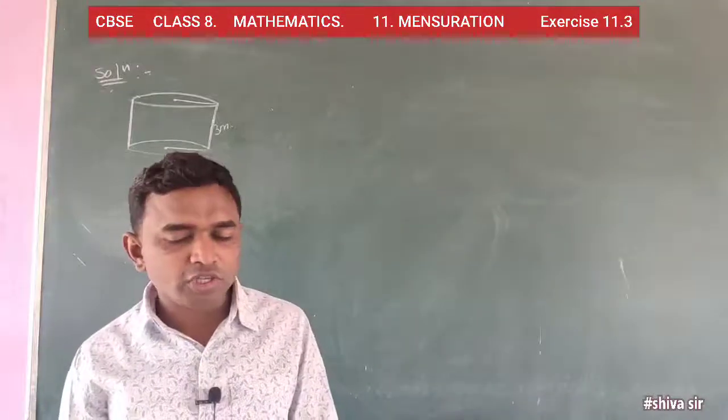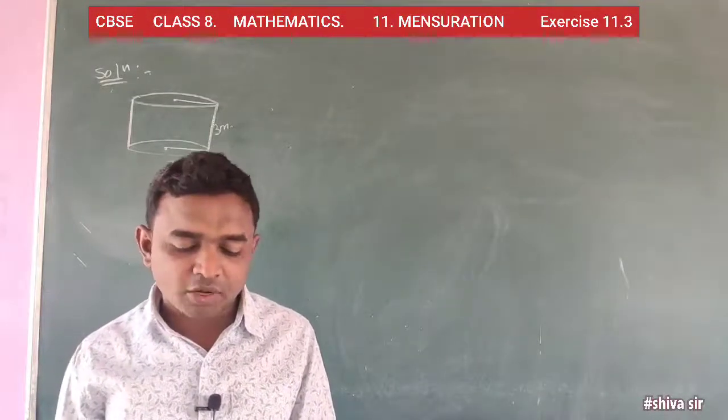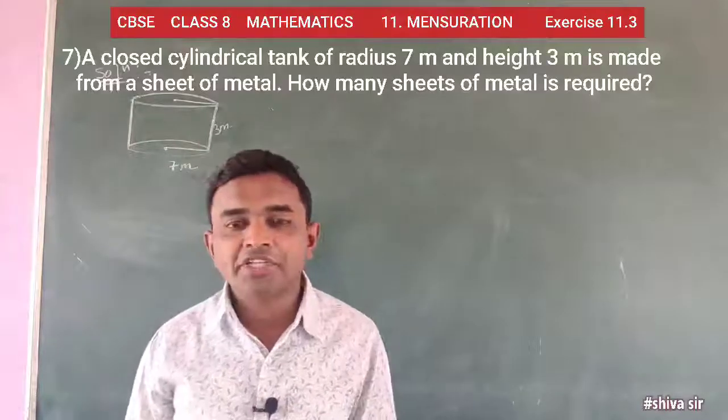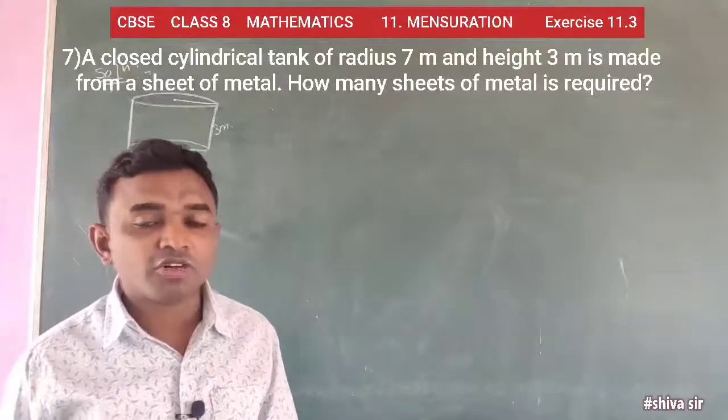Friends, our question number 7 is: a closed cylindrical tank of radius 7 meter and height 3 meter is made from a sheet of metal.